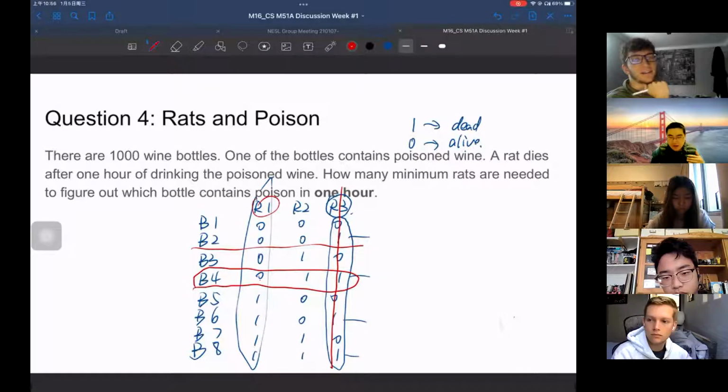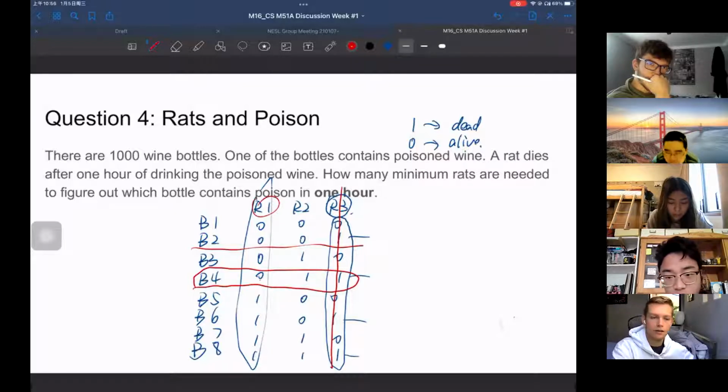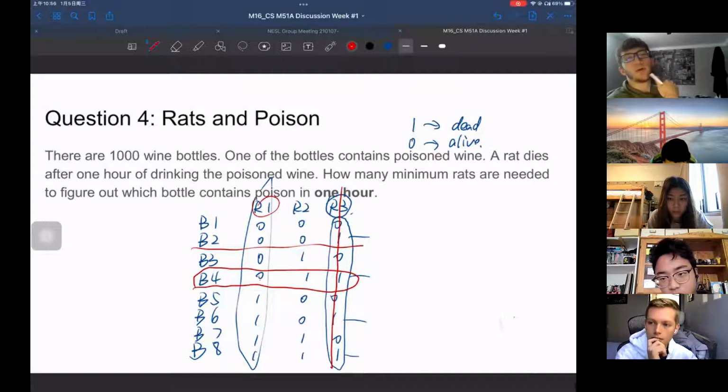Okay, that's a good question. If all of the rats are alive in the end, then that means B1 had to be the poison one because nobody drank it. I understand, because B8 they all drank it and died. But B1 was never drunk by any rat. If B1 is the poison bottle, then all of the rats will be dead.